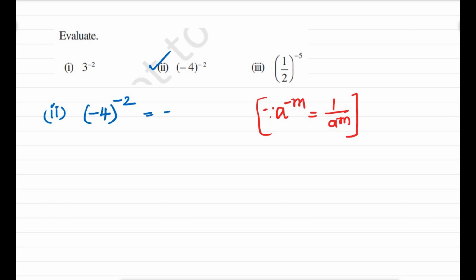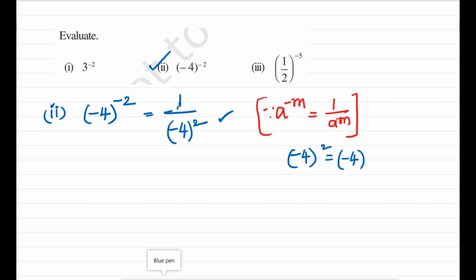So that is equal to 1 by minus 4 whole to the power of 2. This is the answer, and we can simplify it further. Minus 4 whole power 2 can be written as minus 4 times minus 4. 4 times 4 is 16, and minus into minus is plus, so the result is 16. So 1 by 16 is the answer.